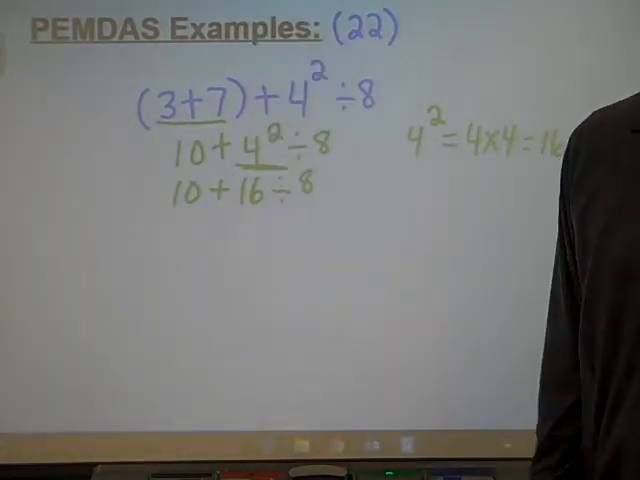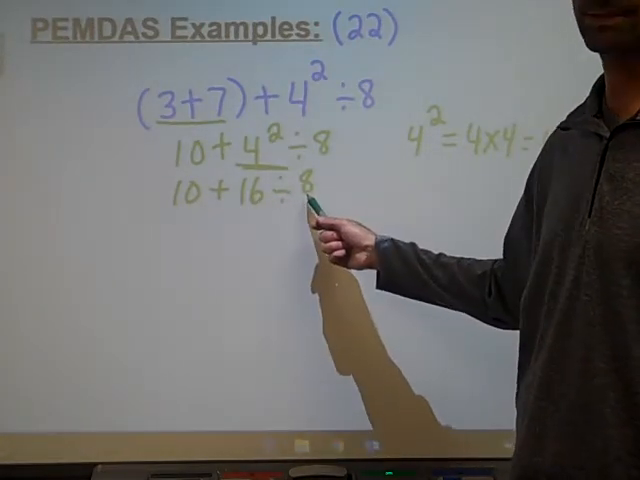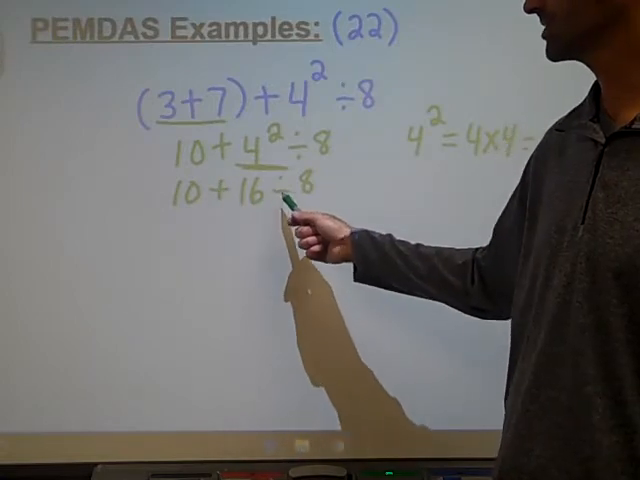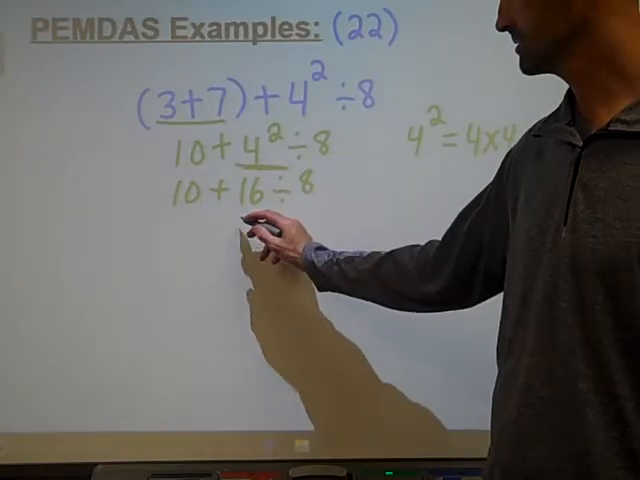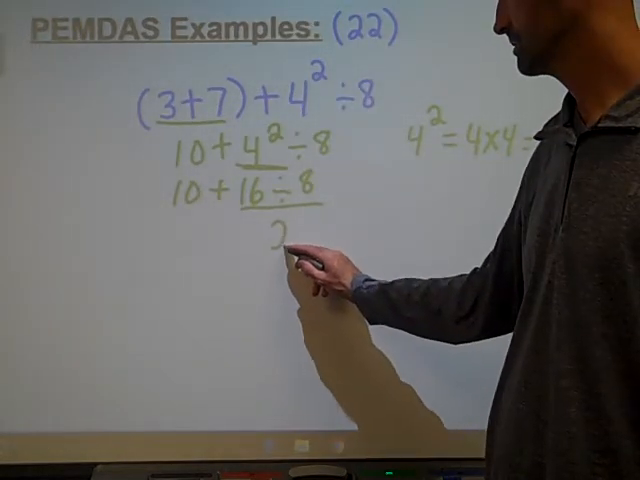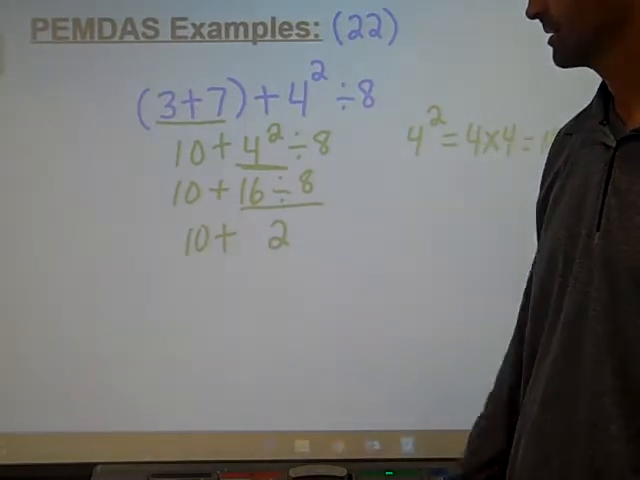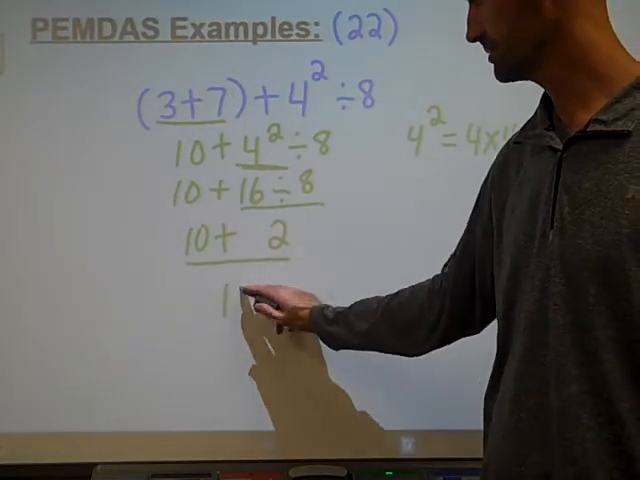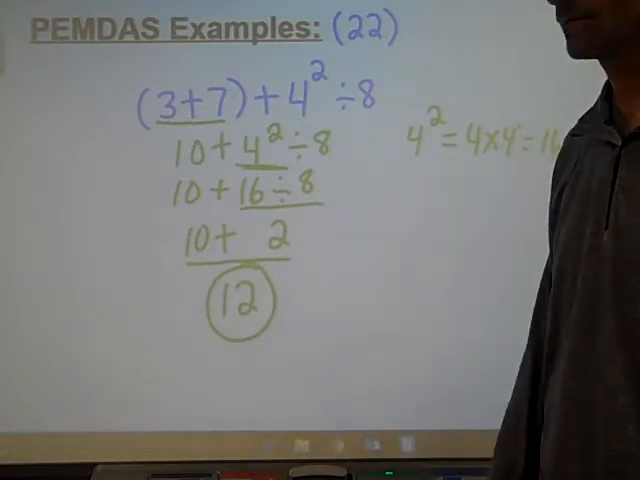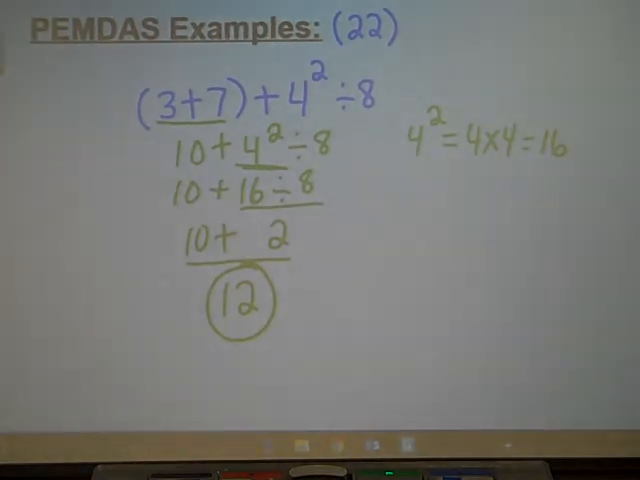And we go back to the letter P. Are there parentheses? No. Are there any exponents? No. Is there multiplication or division? Yes, there's division. 16 divided by 8 is 2. Copy everything else. And we have just 10 plus 2 left, and 10 plus 2 equals 12. Okay. Again, pause the video if you need to, making sure you have all of that in there.